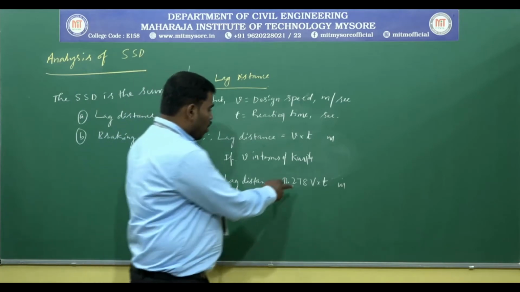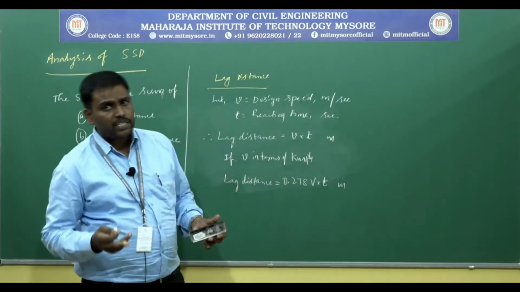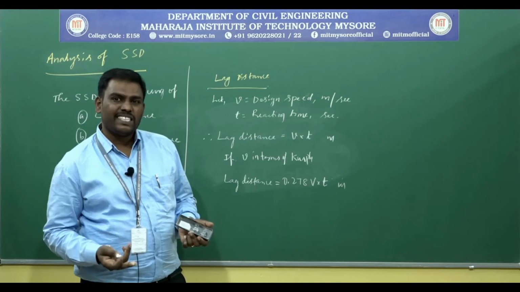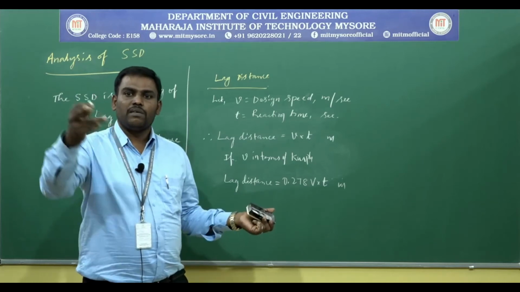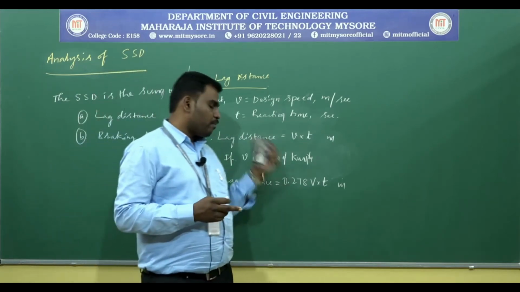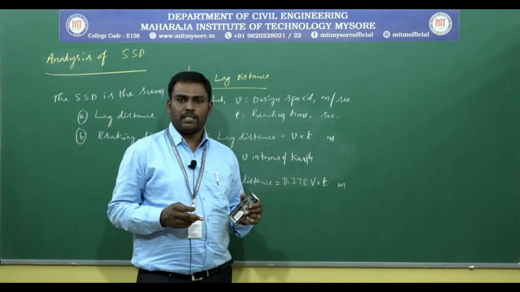And how do you get 0.278? It's very simple. It is 1 by 3.6. We get about 0.2777 like that. Okay, it is 0.278, which is 1 divided by 3.6.